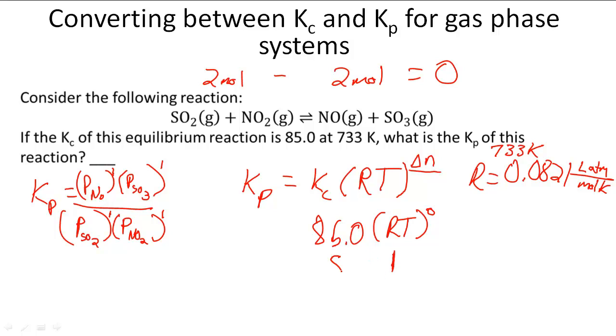And so 85.0 times 1 is going to get me a Kp of 85.0. So that is the answer to our problem using this conversion right here.